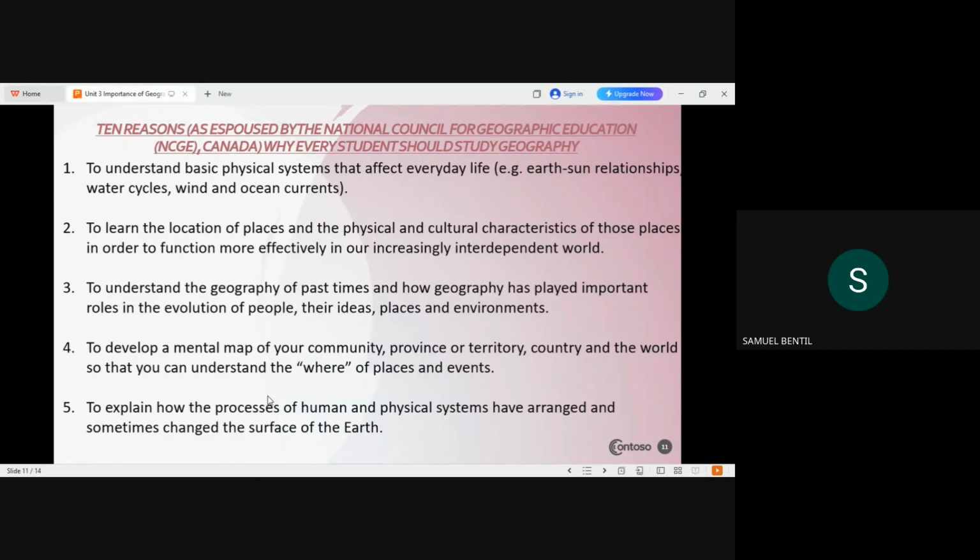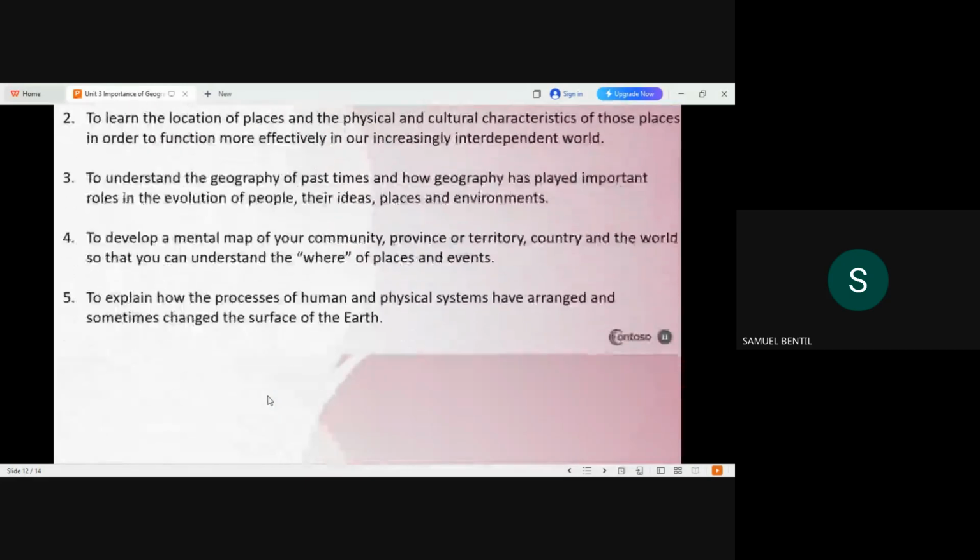Then we study geography to develop a mental map of your community, province or territory, country, and the world, so that you can understand where places and events occur. And it's also to explain how the processes of human and physical systems have arranged and sometimes changed the surface of the earth.